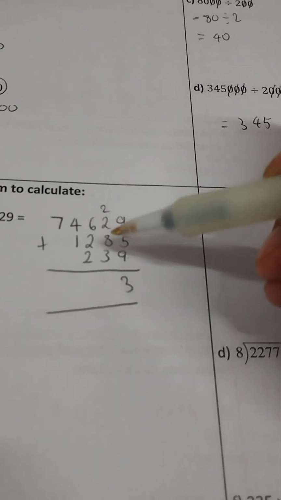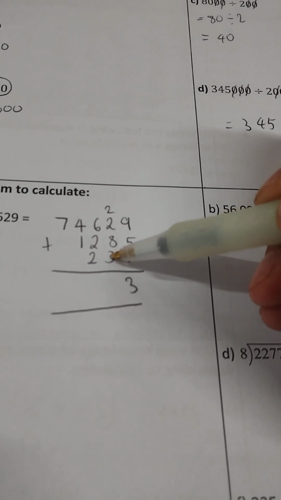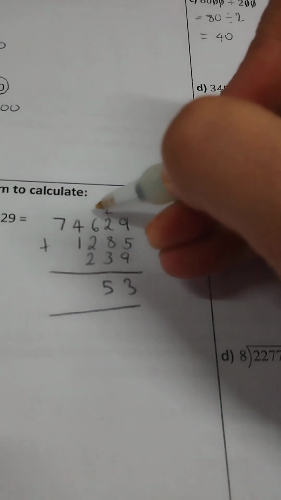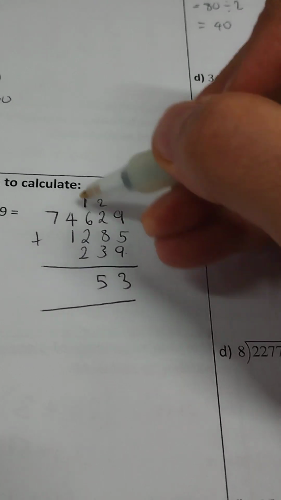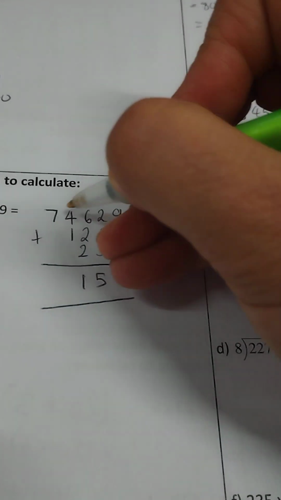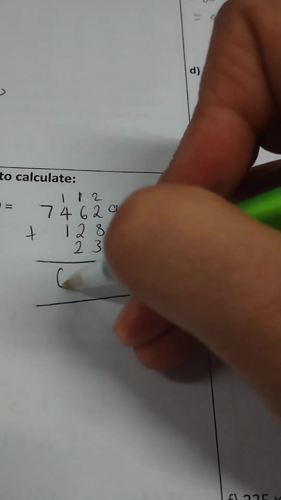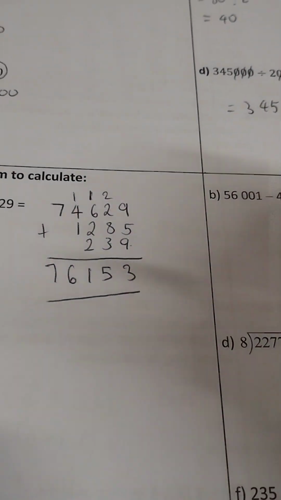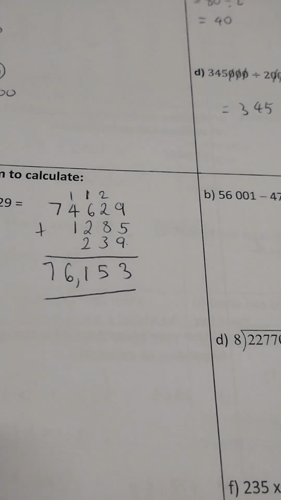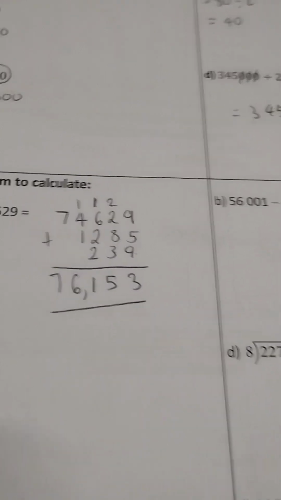2, 4, so 7, and 7 plus 8 is 15. And here I've got 4, 5, plus 6 is 11. 4 plus 2 is 6 and 7. And don't forget to put your comma in. So 76,153.